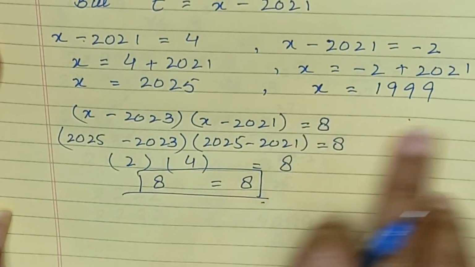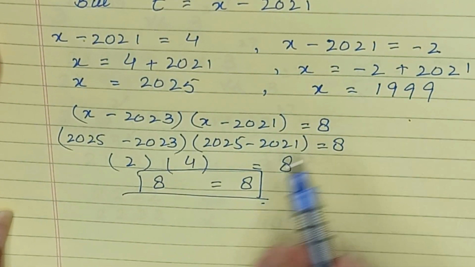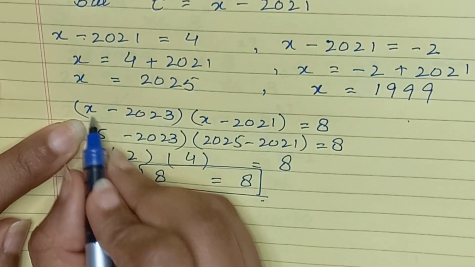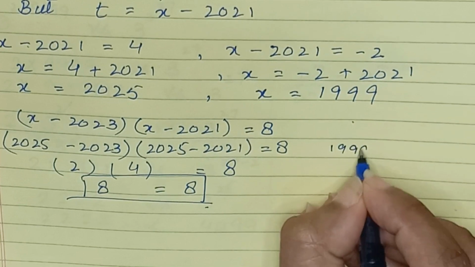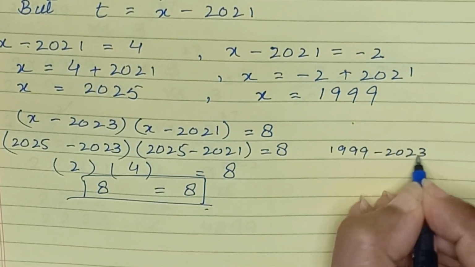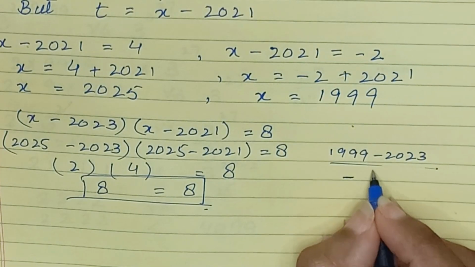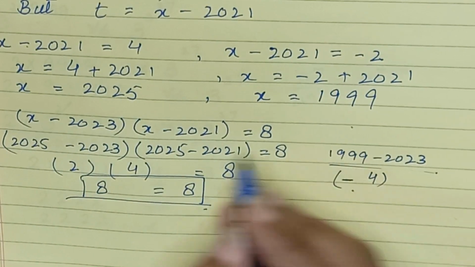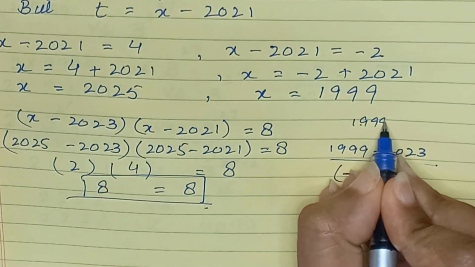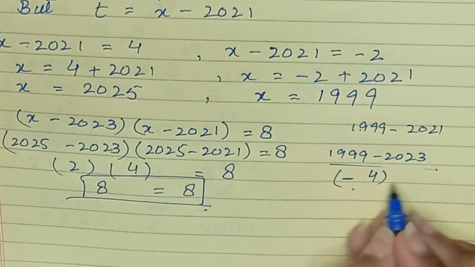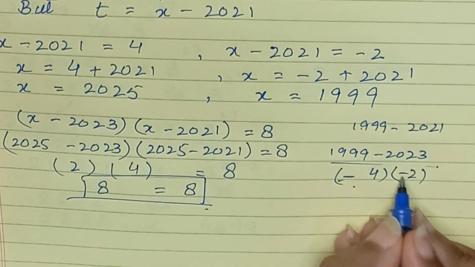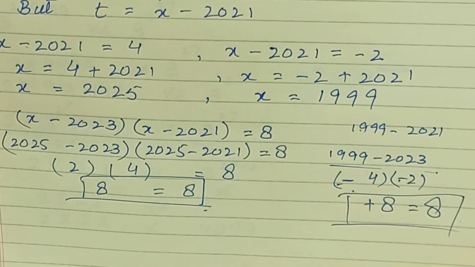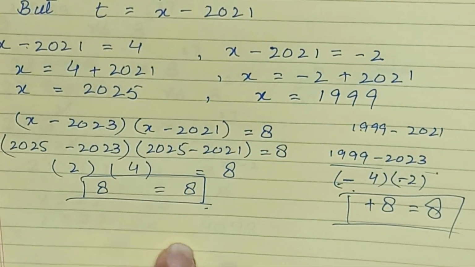Similarly, when you put the value of x equal to 1999, it will also be equal to 8, because it will become 1999 minus 2023, which is equal to −4. And when we put the value of x here, 1999 minus 2021, it will become −2. So minus into minus is plus, which is equal to 8, and this equation is also equal to 8. So both of the values of x satisfy our given equation.